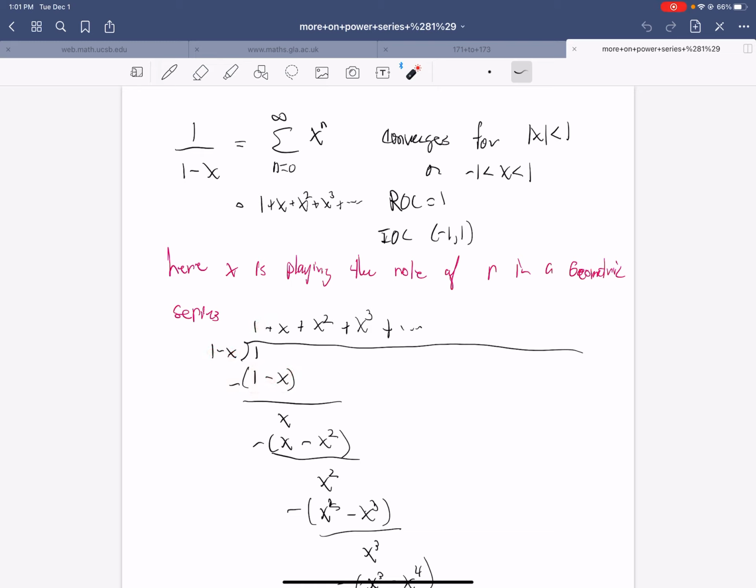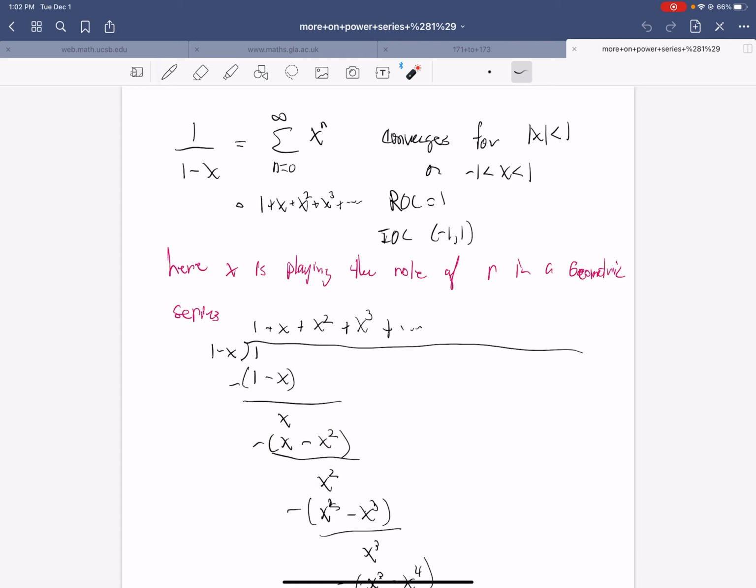And then I subtract, and 1 minus 1 is 0, and 0 minus negative x is a positive x. And then 1 goes into x, x times, and then x times 1 is x, and x times negative x is negative x squared. And we subtract, and then x minus x is 0, and 0 minus negative x squared is positive x squared, and so on and so forth.